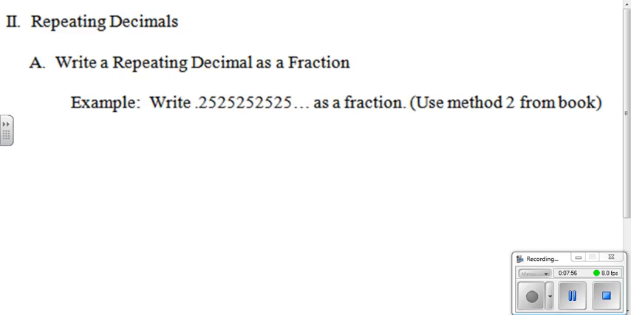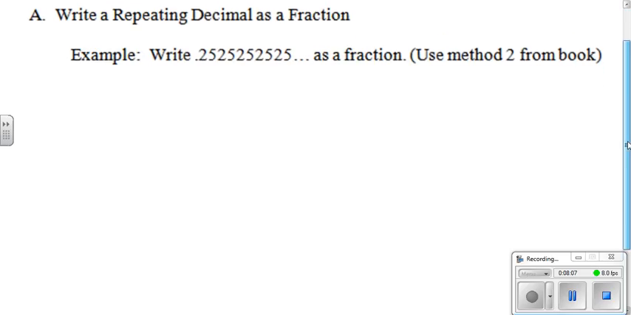All right. We can use some of our skills at this point to write repeating decimals as a fraction. So if we have this decimal, 0.25252525 repeating, and we want to find it as a fraction, how can we convert it? Well, I'm going to write the steps first, and then we'll go through it.